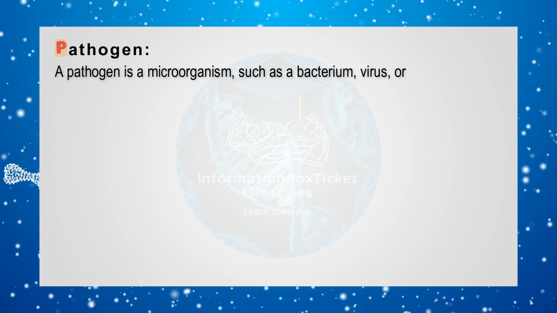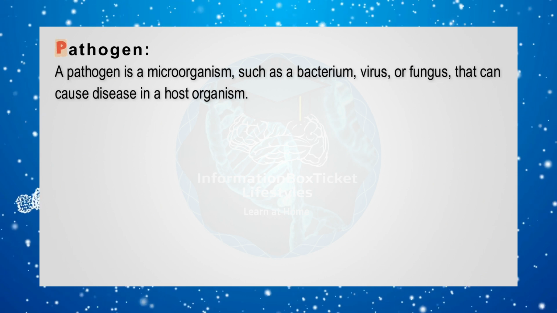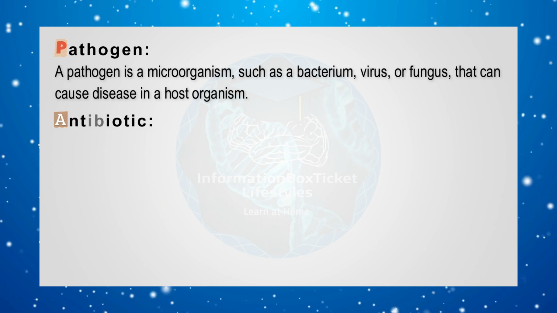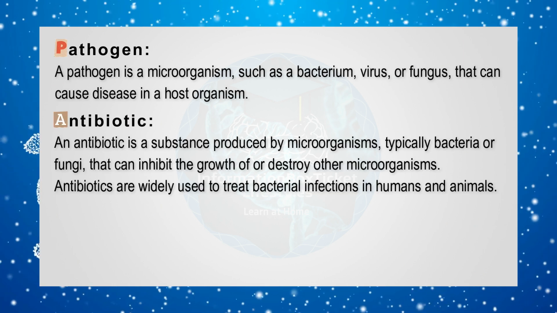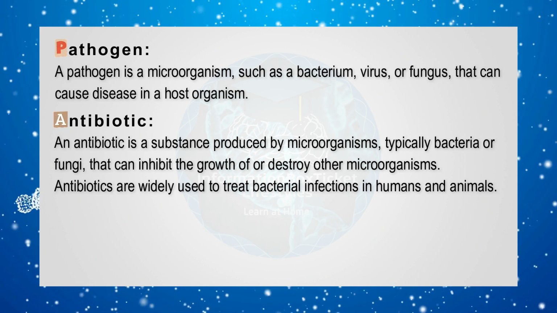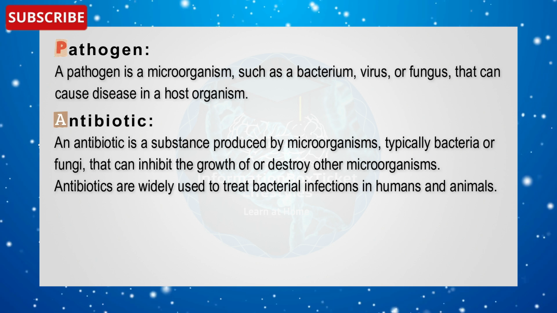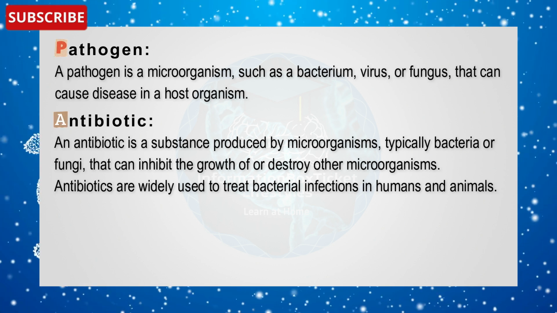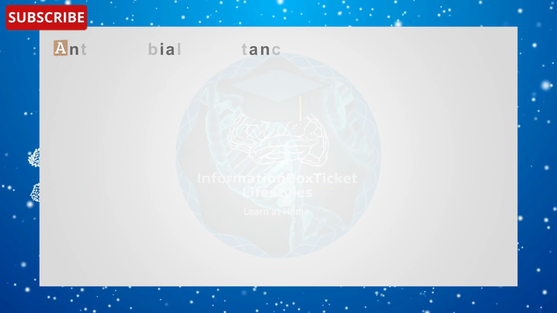Pathogen. A pathogen is a microorganism, such as a bacterium, virus, or fungus, that can cause disease in a host organism. Antibiotic. Antibiotic is a substance produced by microorganisms, typically bacteria or fungi, that can inhibit the growth of or destroy other microorganisms. Antibiotics are widely used to treat bacterial infections in humans and animals.